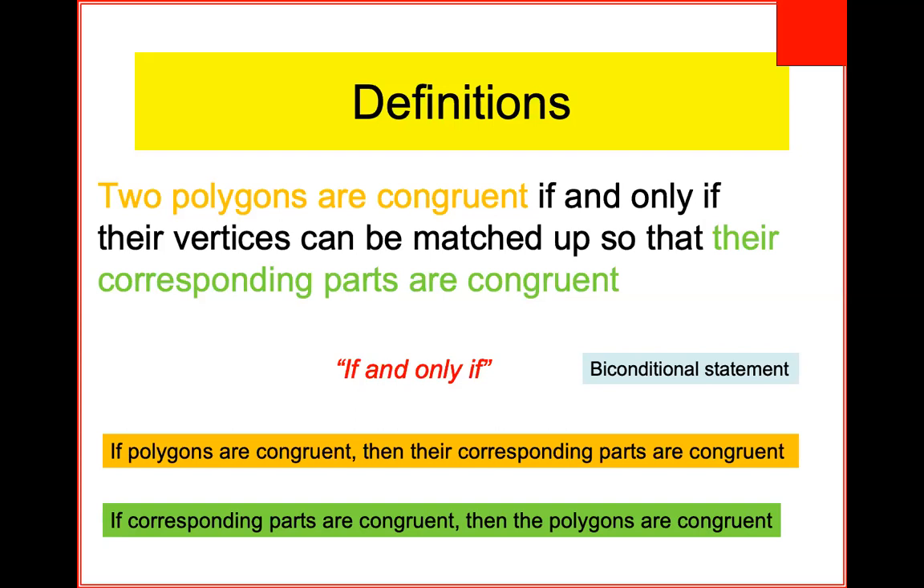So God forbid if I give you a 10-gon. Now you have to prove 20 things are congruent if you only have this. Luckily, we have shortcuts. So the rest of the chapter, and the next chapter as well, is about what the shortcuts are to show that two triangles are congruent.